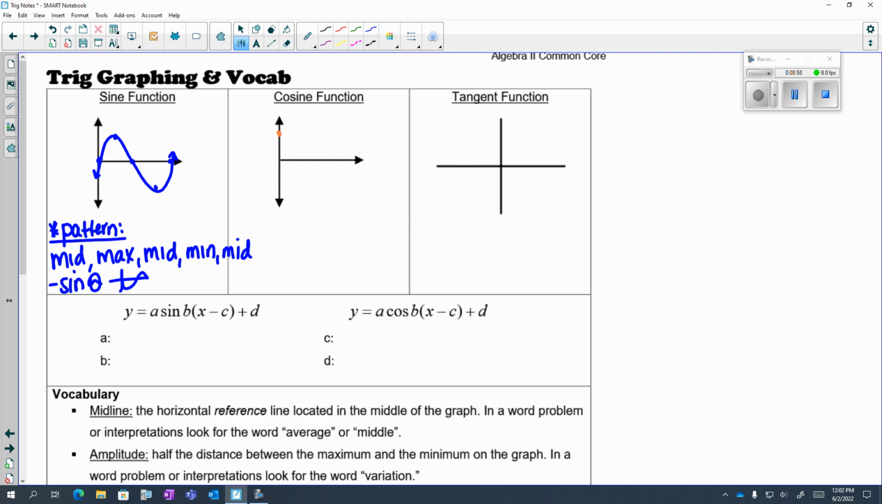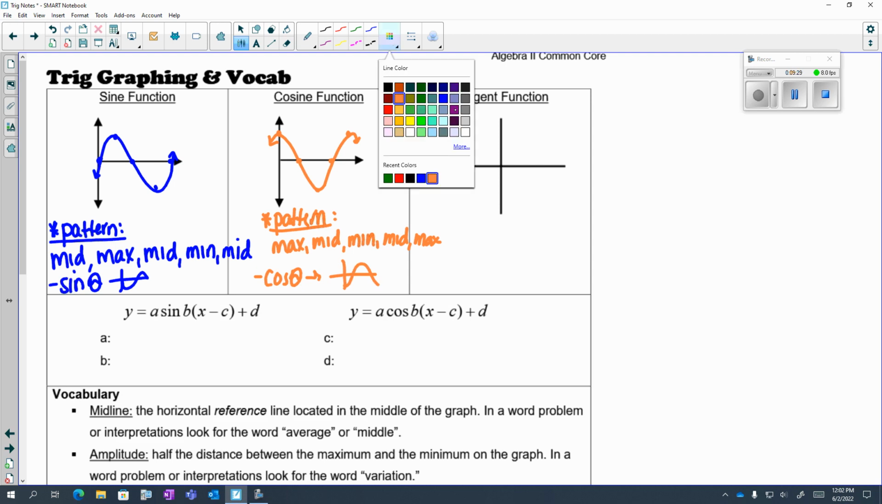Cosine, your 5-point pattern, looks like this. So it's maximum, midline, minimum, midline, maximum. And a negative cosine would start at the minimum. It would look like that.